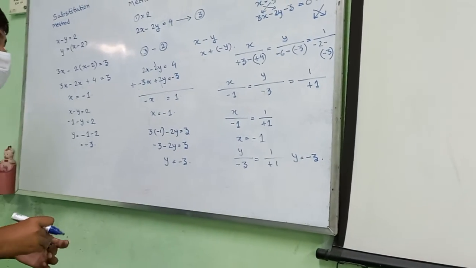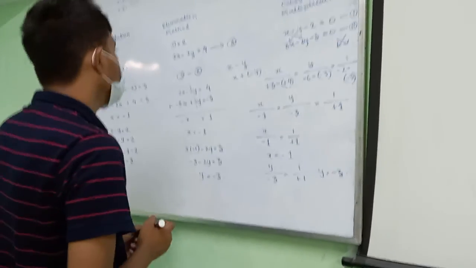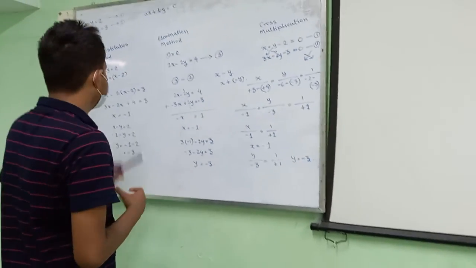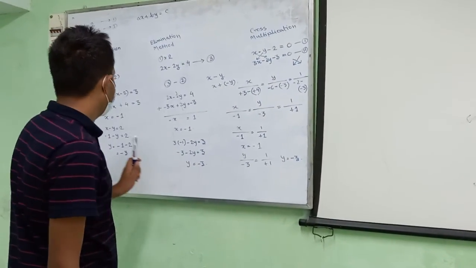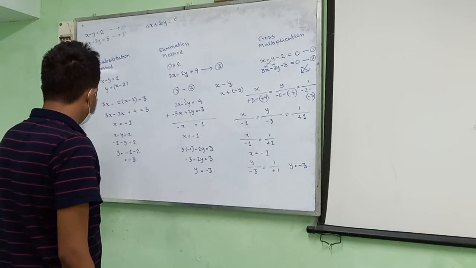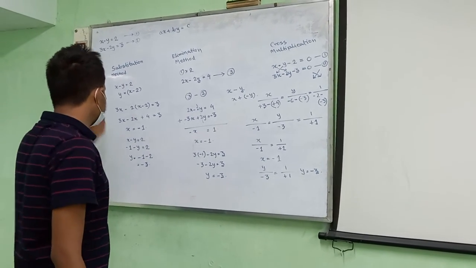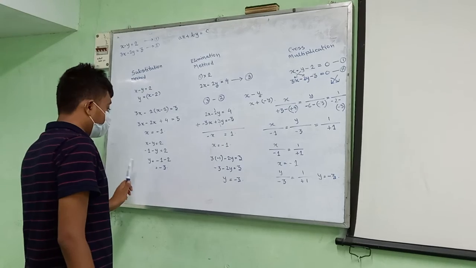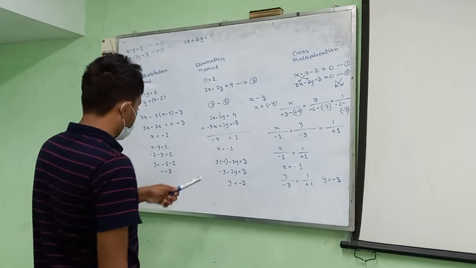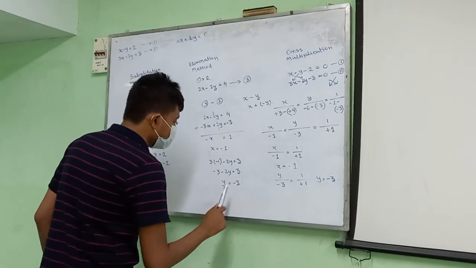And that's how we get the same value in all three methods when solving for the value of x, which in this case we found to be -1, and the value of y, which in all cases we found to be -3. Thank you so much.